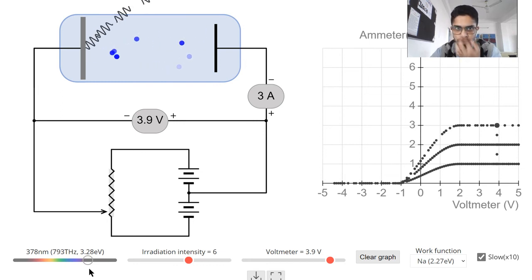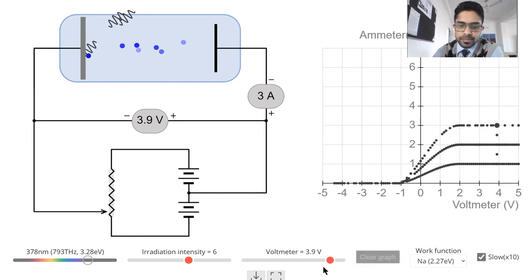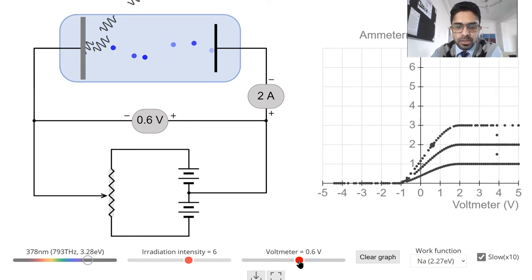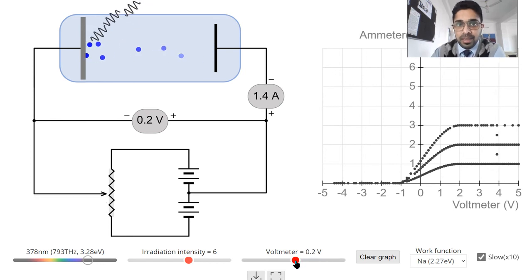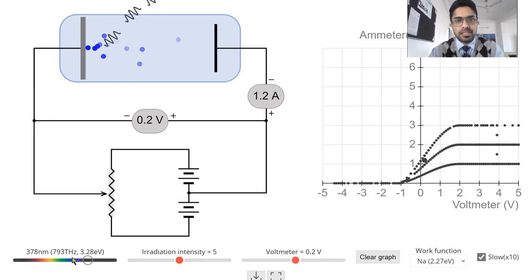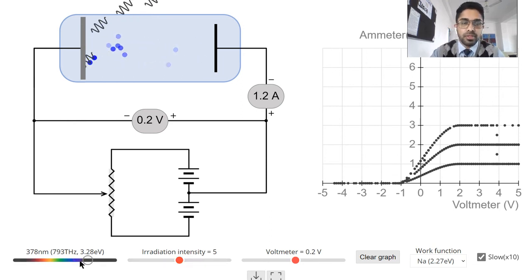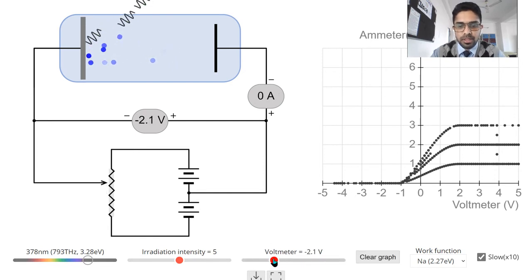Now let's see the next case, where we'll be keeping the intensity constant and changing the frequency of incident radiation. So let's keep the intensity fixed at 5 units. Now we'll be studying different graphs for different values of frequency of incident radiation. Let me take this to a negative value. And here now this is the stopping potential where the current is becoming 0.